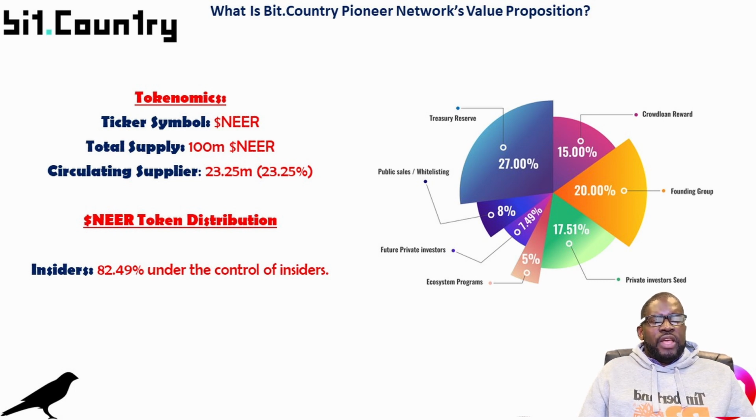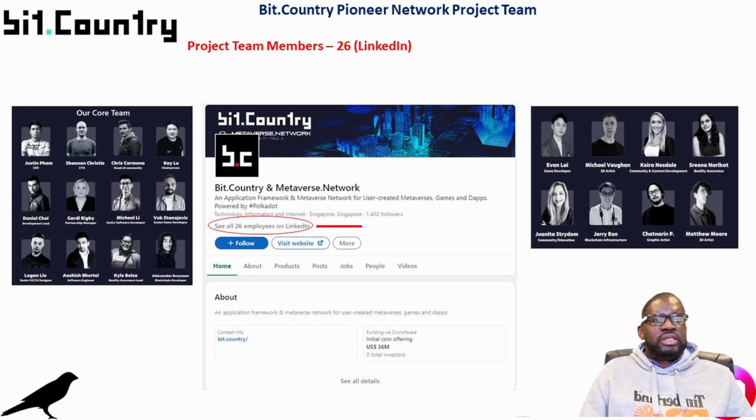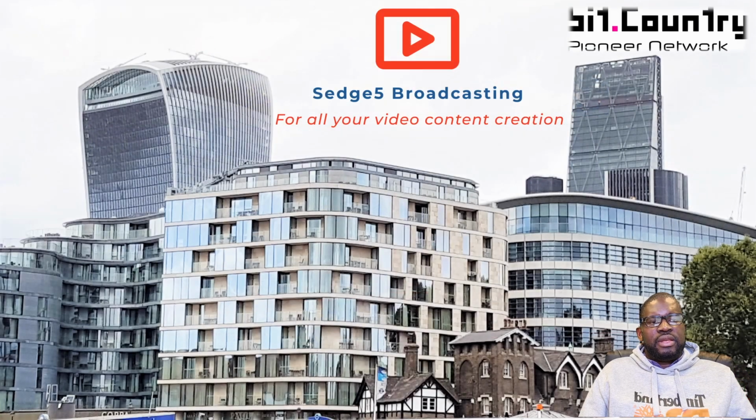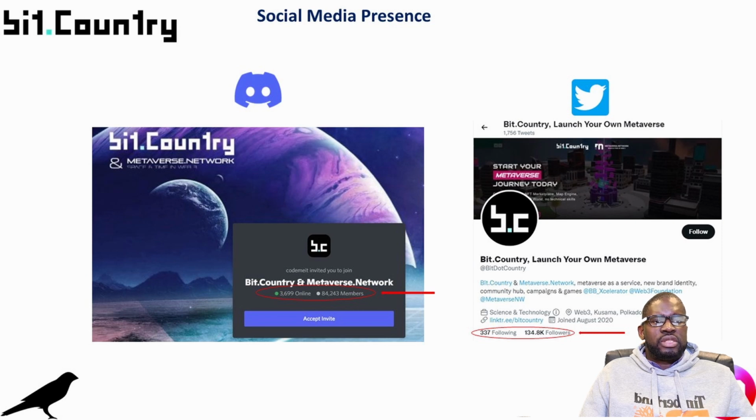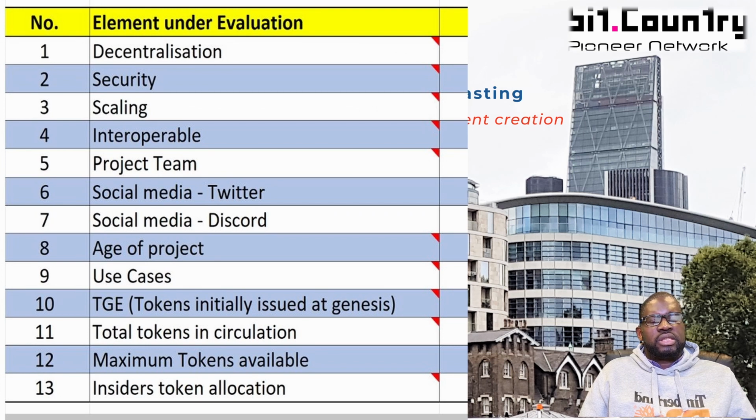Now on to the project team. There are 26 project team members according to LinkedIn information. Social media presence via Twitter, there are 134,800 Twitter followers. Discord, 84,200 Discord members. Now, we are going to be reviewing the trilemma elements, which are decentralization, security, and scalability. Those three trilemma elements also combine with the maximum 13 elements that we review when we are performing our DYOR risk evaluation. This risk evaluation then allows us to assess a project's potential and whether it is too high a risk for us to jump into and invest our hard-earned cash or resources.